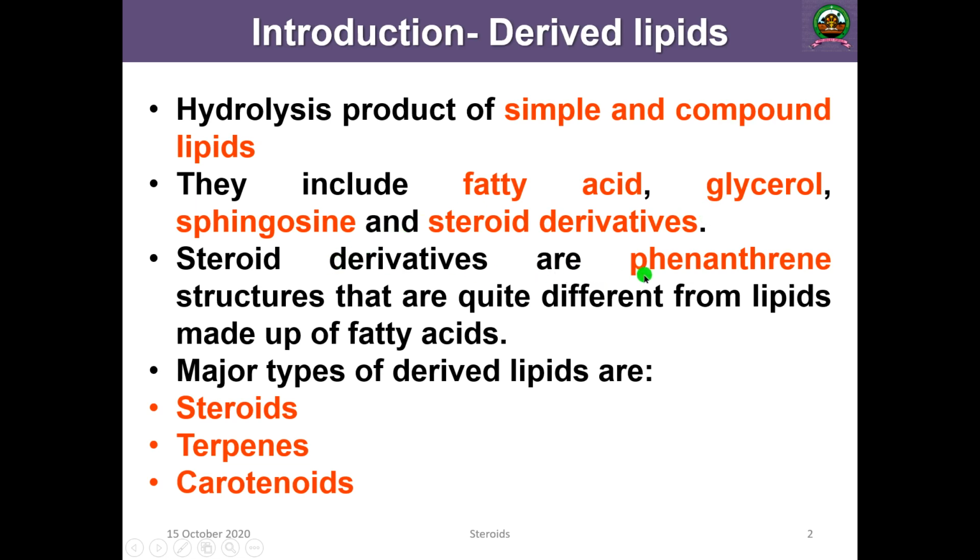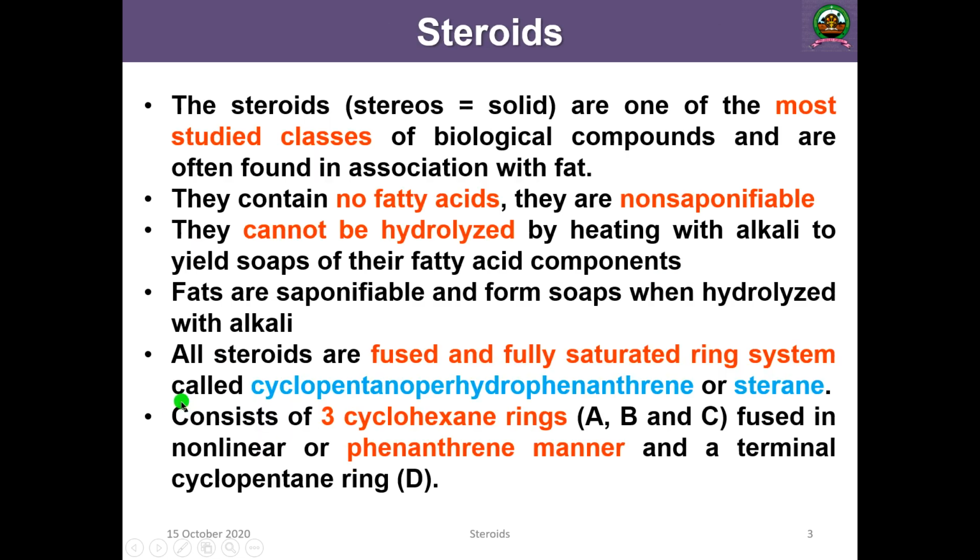The steroid derivatives are phenanthrene structures. We will discuss what this phenanthrene structure is. They are quite different from lipids made up of fatty acids, and this phenanthrene structure is the major attraction of this particular component. The major types of derived lipids are steroids, terpenoids, and carotenoids. So these are three important topics, with a lot of contents to discuss. In your syllabus, they have mentioned the details about steroids, so we are going to discuss the detailed aspects of steroids.